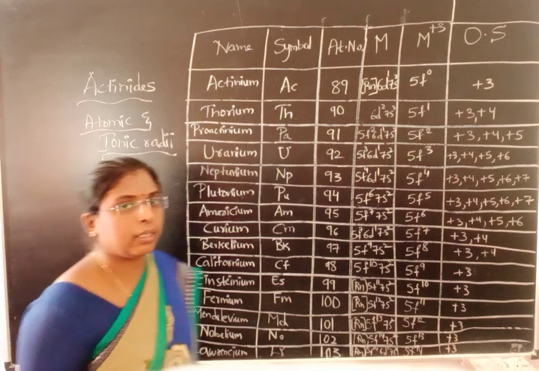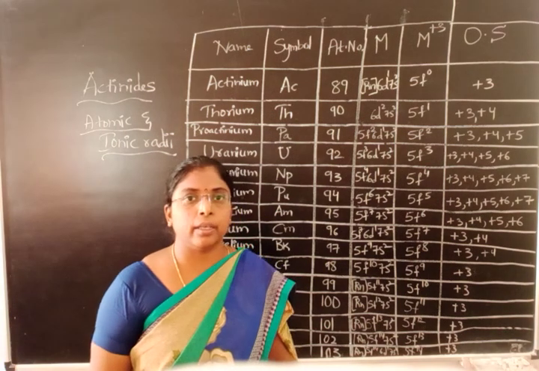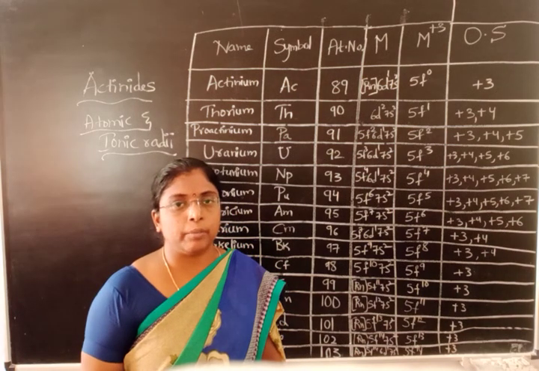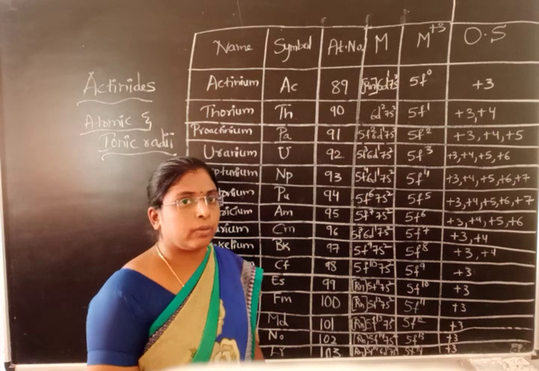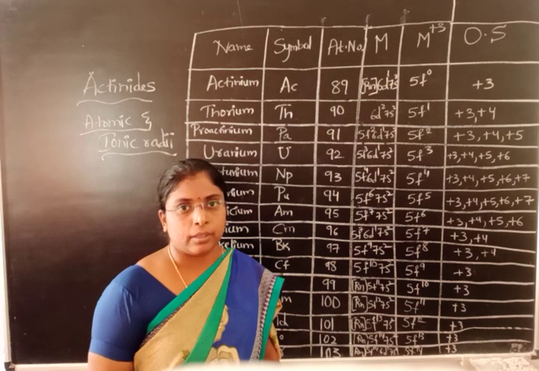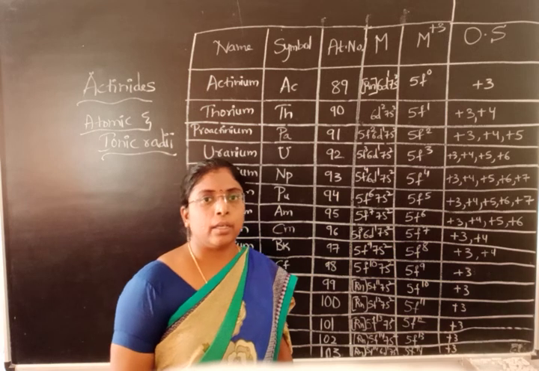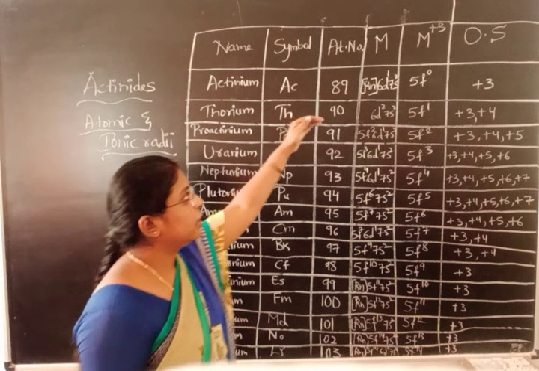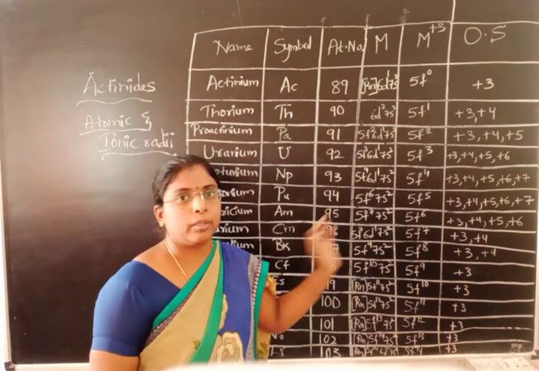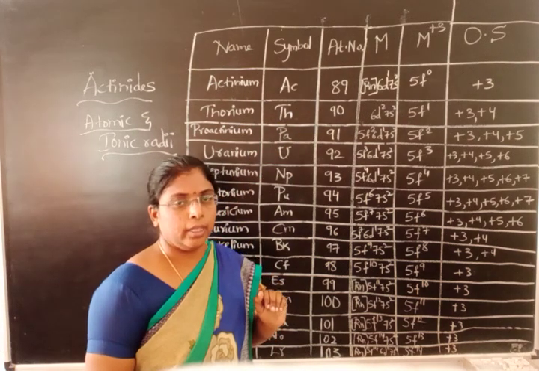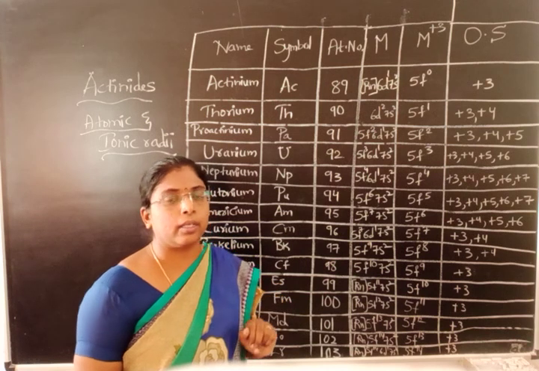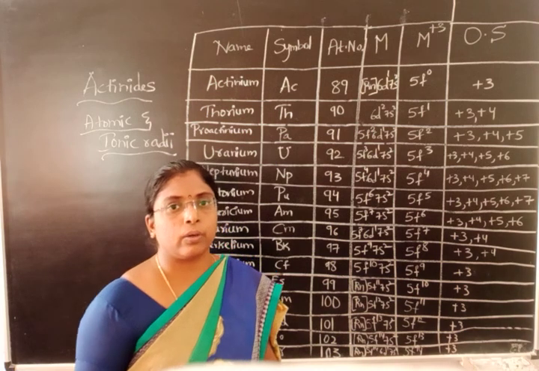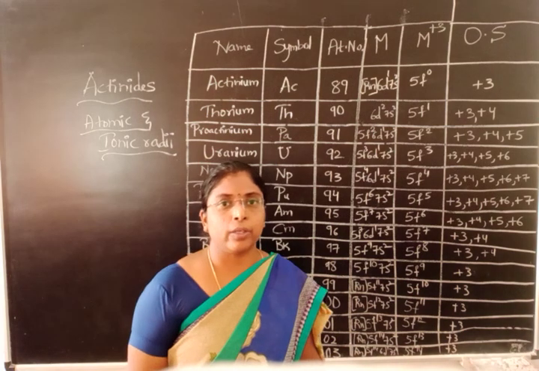Similar to the lanthanide elements, the actinide elements also exhibit contraction. We call this contraction actinoid contraction. There is a regular decrease in the atomic or ionic radius when you move from left to right in the periodic table with increase in atomic number. This contraction is known as actinoid contraction.